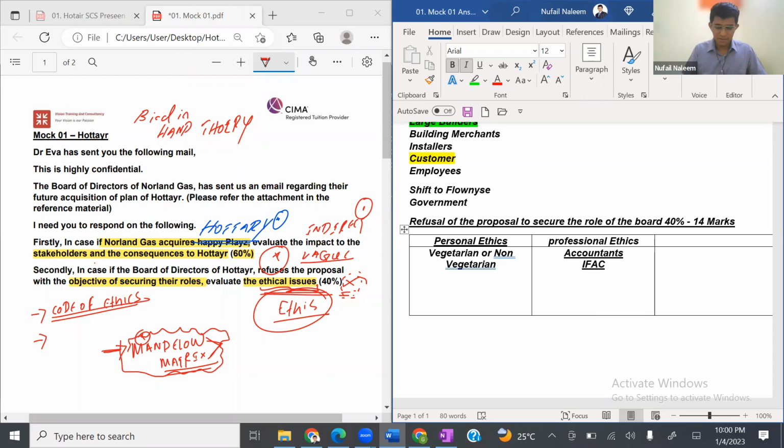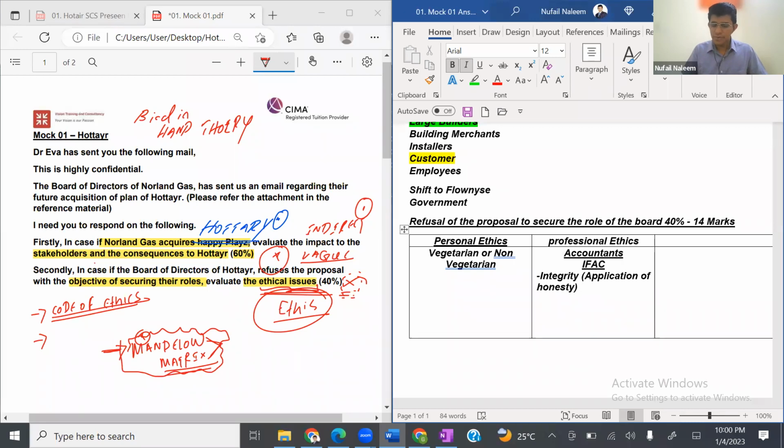You need to have something called integrity. I'll write it down here: integrity. Integrity means, students, application of honesty. Example, Anushka, in simple language, your track record is purely good. That means you are honest. But integrity means you have an opportunity to commit fraud or hide some facts, and you don't. That is the application of integrity.